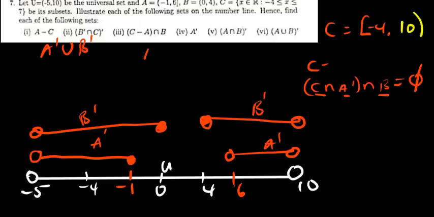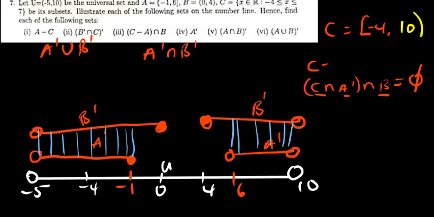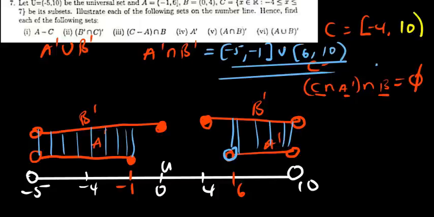So we are finding A complement intersection B complement. So it is this part from this number line. I reach here, then I jump again here. So it will be from -5 all the way to -1, -1 is included, union. Then now this one, it is open. So open 6 all the way to 10. Okay, yeah. So that is it for question 7.